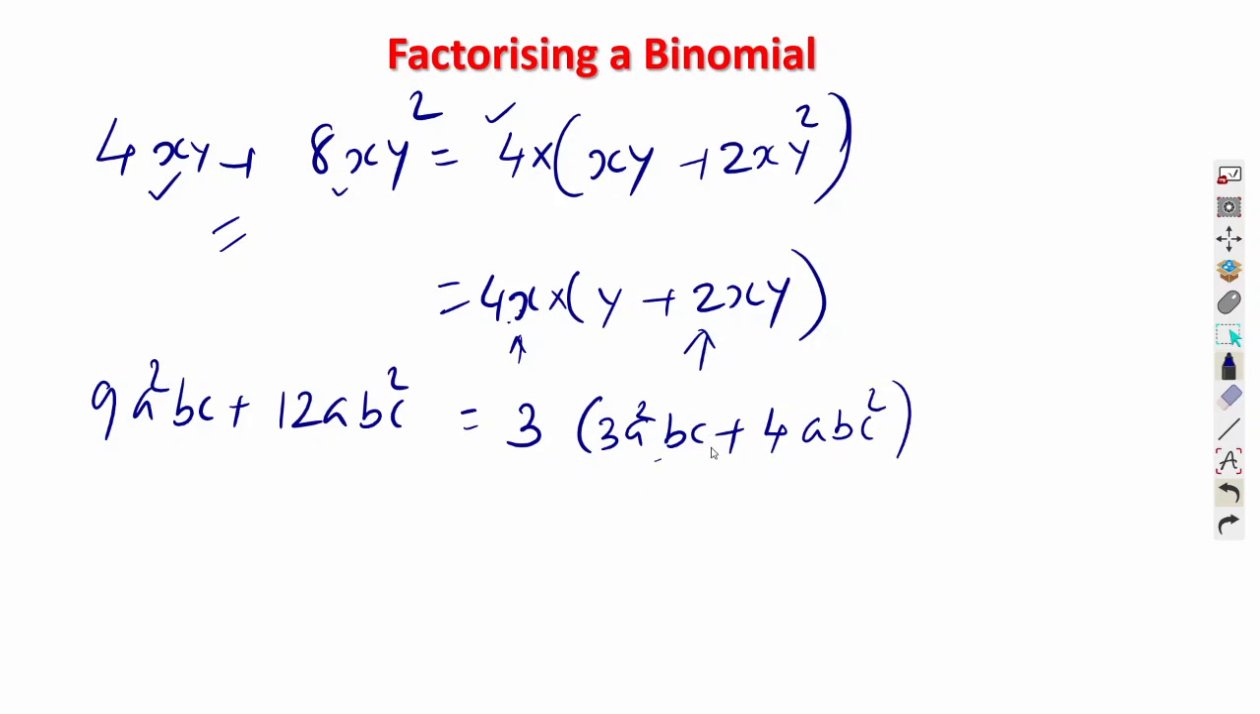If I think about abc being common, why can't I write 3abc outside? Then what is remaining? 3a will be there for 9a square, 3a into 3a, 9a square. Then bc is already there, nothing more. Then 3 into 4, 12. abc is common, c square is required, then one more c. So these two became two factors. This way we find out factors.